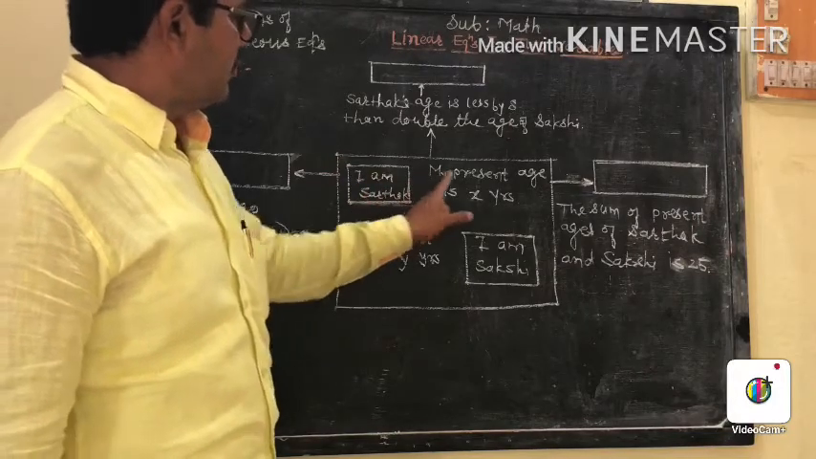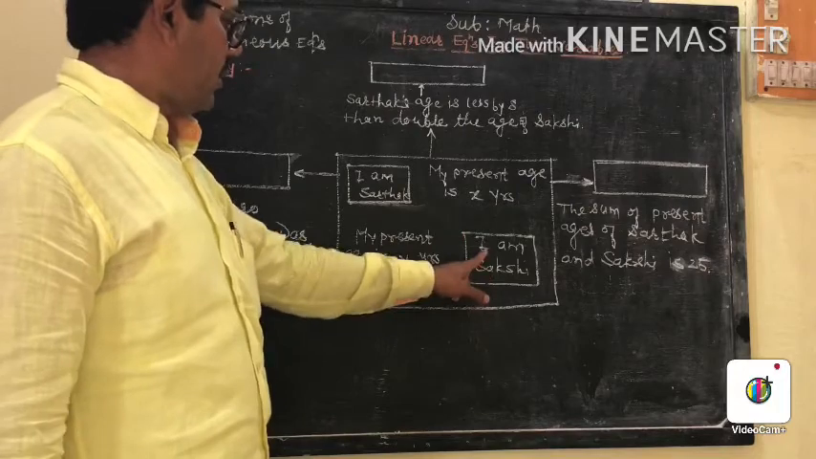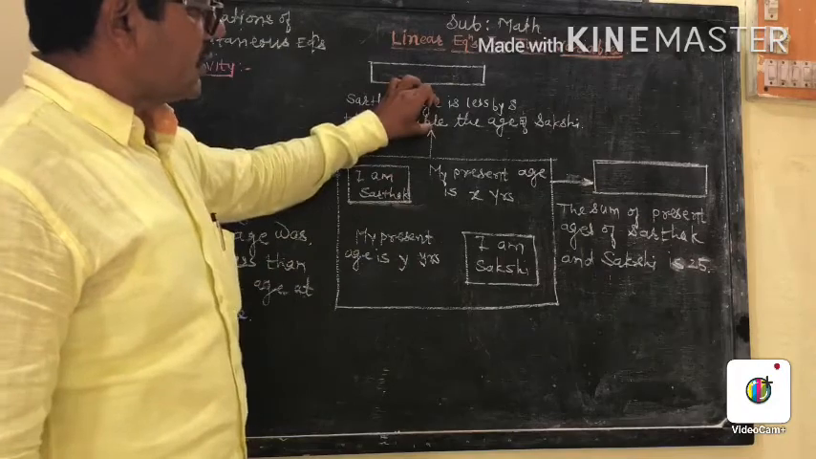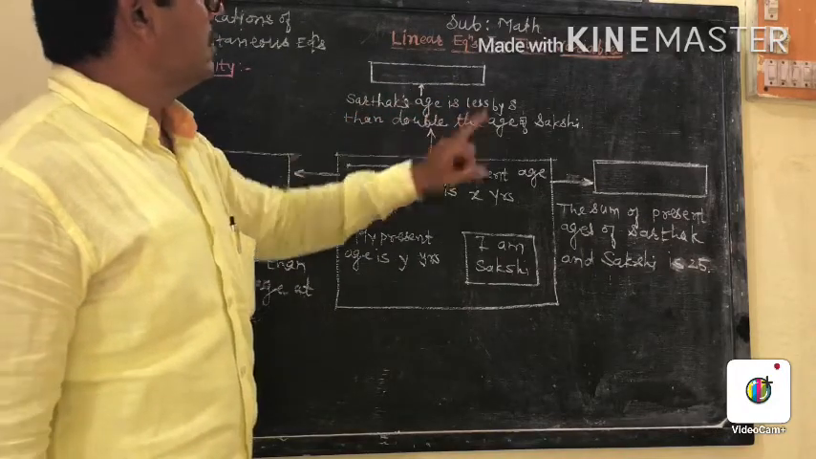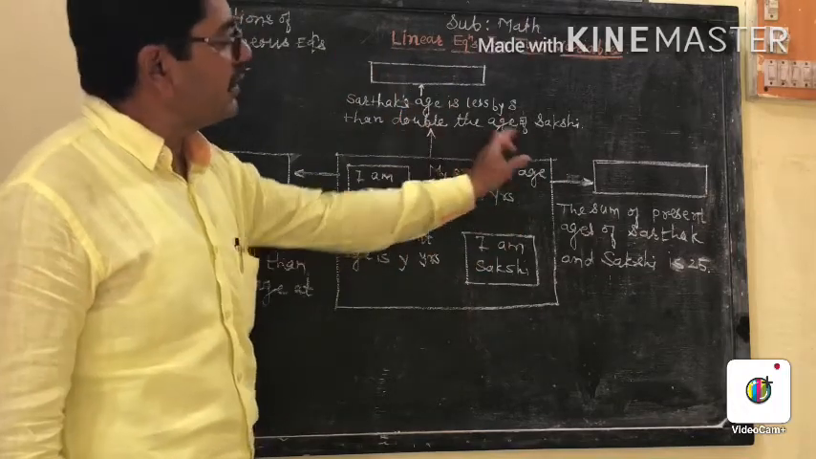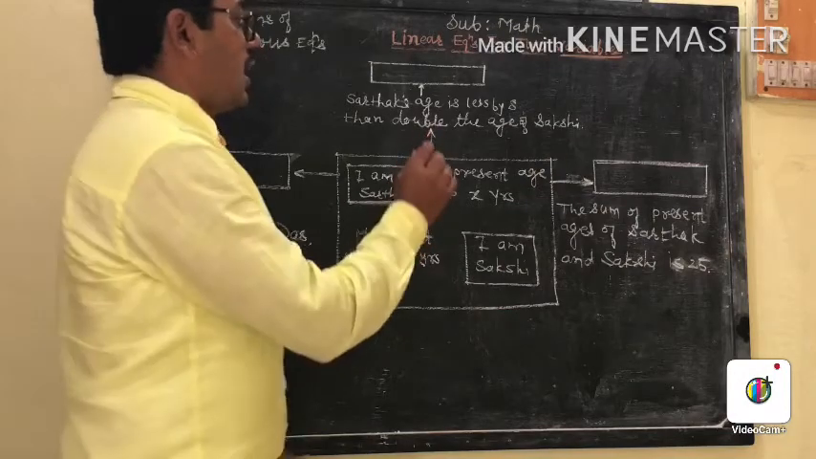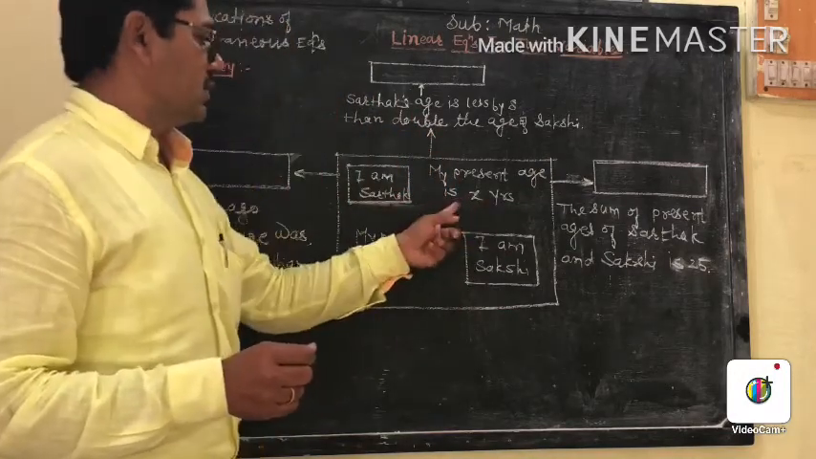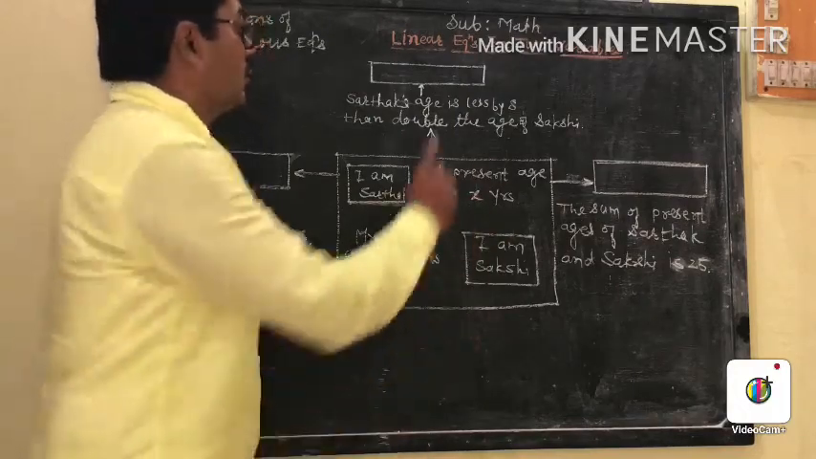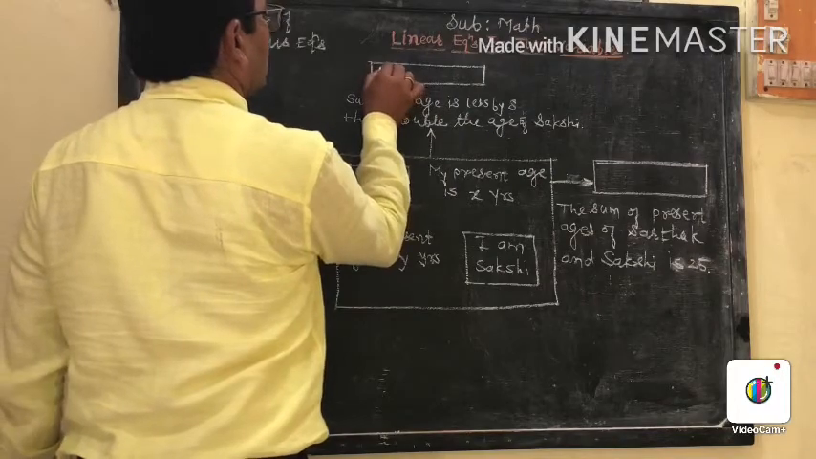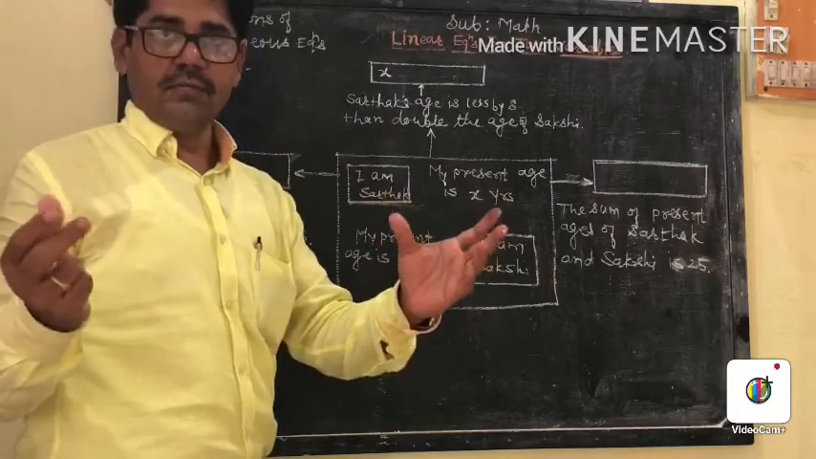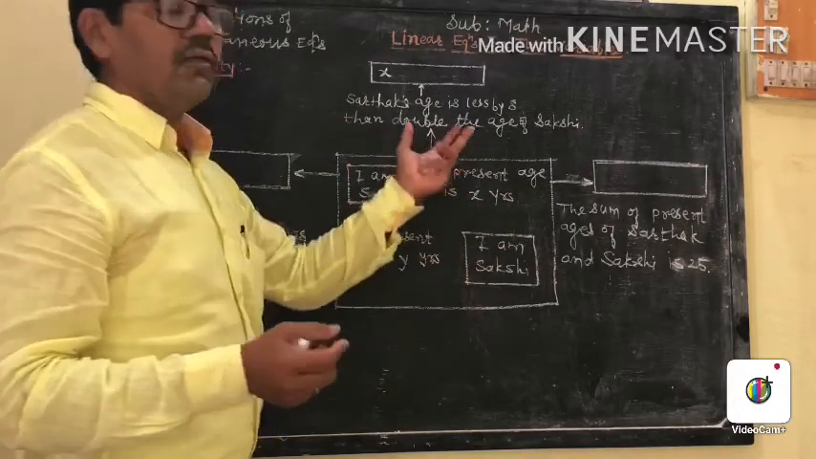I am Sarthak, my present age is X years. I am Sakshi, my present age is Y years. From this box, the first condition is: Sarthak's age is less by 8 than double the age of Sakshi. Means Sarthak's age. What is Sarthak's age? Yes, X years. The present age of Sarthak is X, which is equal to, making the equation, means equality. From this condition, form equality.